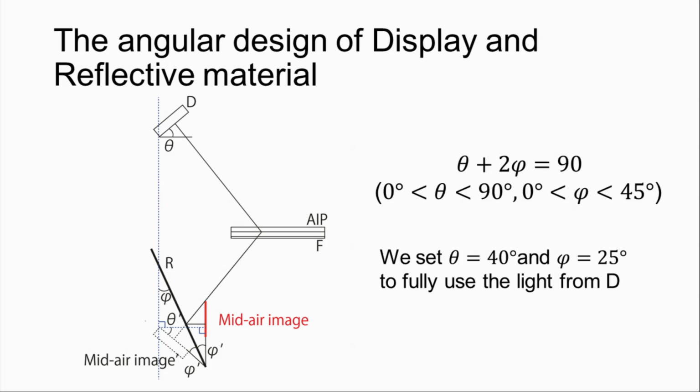Next, I'm talking about the angular design of display and reflective materials. In the angular design, we treat display by theta and reflective materials by phi. Then the angle is that shown in the figure. Thus, the following expression holds. We set theta to 40 degrees and phi to 25 degrees to fully use the light from display.